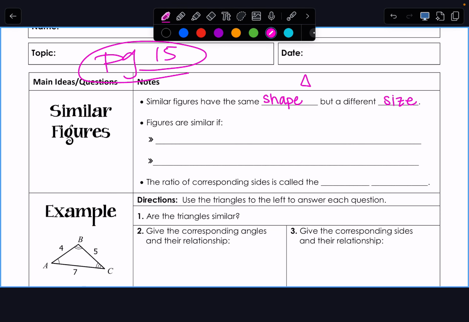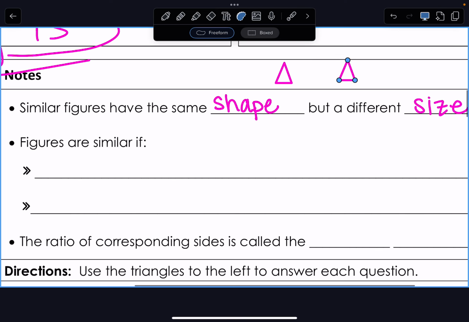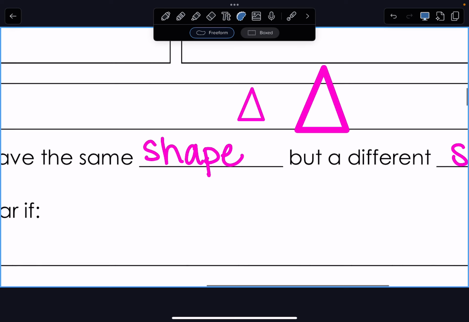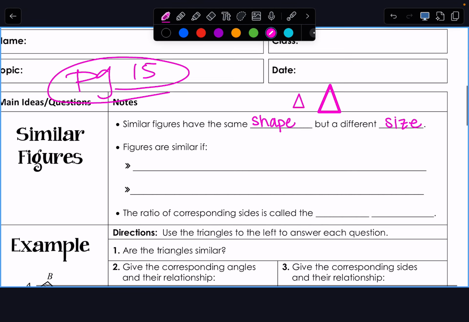Okay. It's not even on the board for you to see. That's why I came over and said page 15. All right, so do you see these two cute little triangles that I have here? They are the same shape of triangle. However, they are of different size. Okay? They are similar.